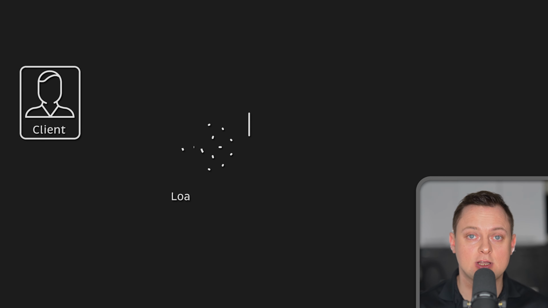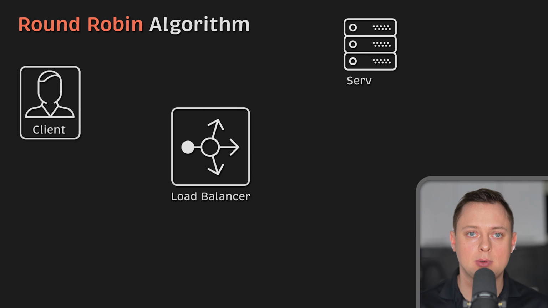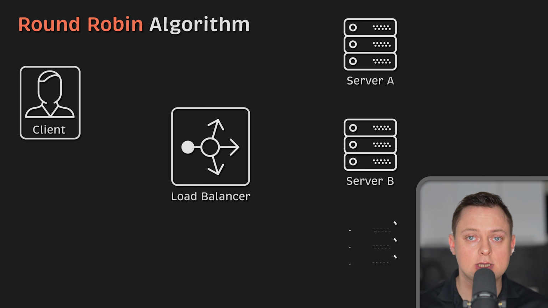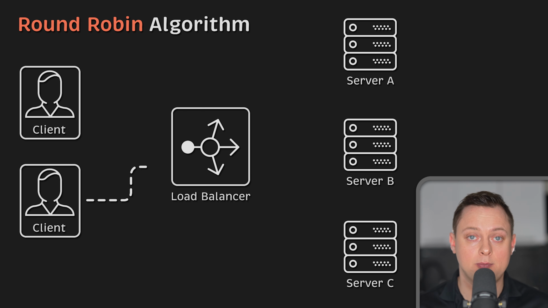The first and most widely used is the round-robin algorithm. It's easy to implement and easy to understand. Here is how it works. Let's say you have 3 servers behind the load balancer. Once the first request arrives, the load balancer will forward that request to the first server. When the second request arrives, presumably from a different client, the request will then be forwarded to the second server, and the third request will be forwarded to the third server.